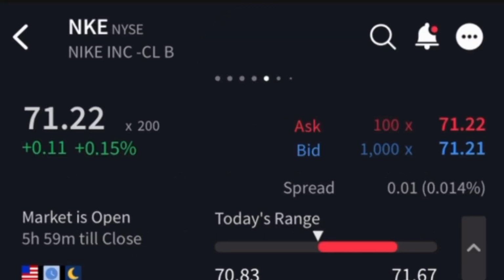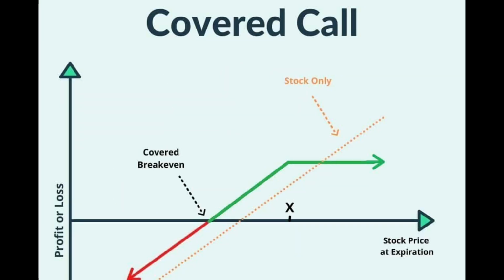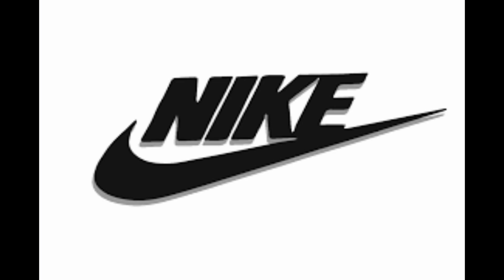My next stock is Nike. It's also one of the well-known companies, and I got this stock also by selling a cash secured put, but for this stock I got over 200 shares, which I will only sell a covered call on 100 because I believe that Nike will recover.